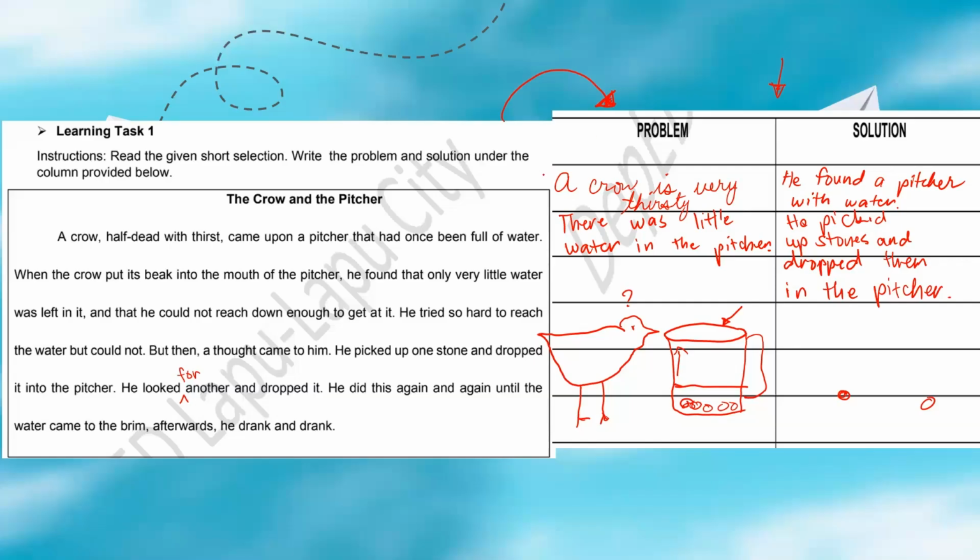So the first problem is a crow is very thirsty, and the solution to that problem is he found a pitcher with water. However, here comes the next problem, which is there was little water in the pitcher. Sorry, this should be 3. And the solution for that was he picked up stones and dropped them in the pitcher so he could drink, or so the water can move to the brim and he can drink easily. If we have similar answers, that's a great job.